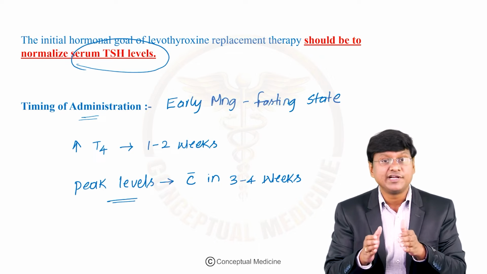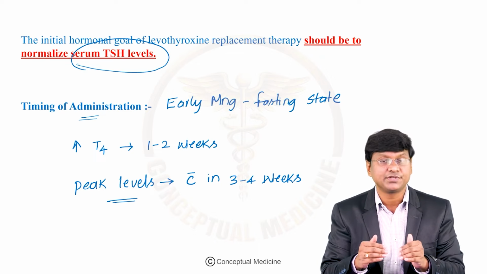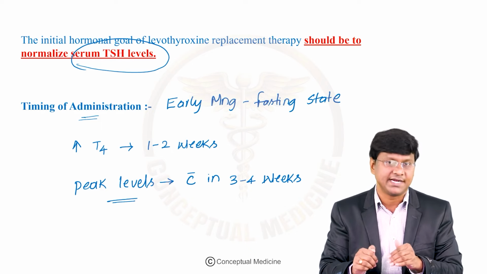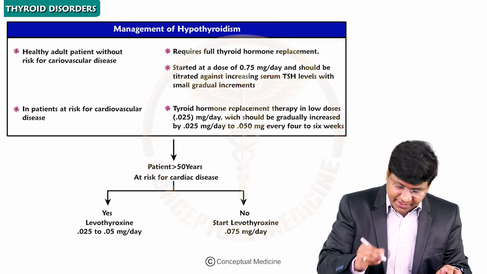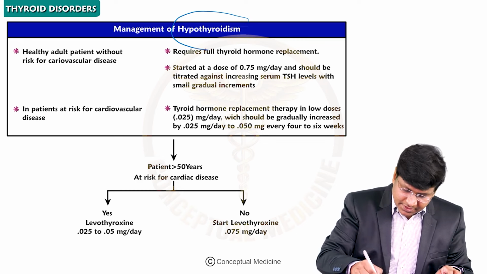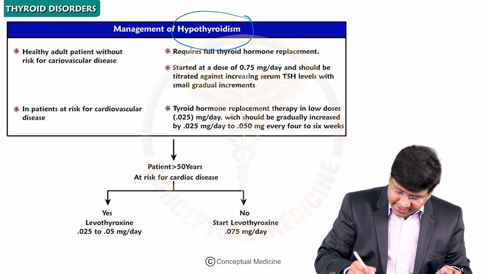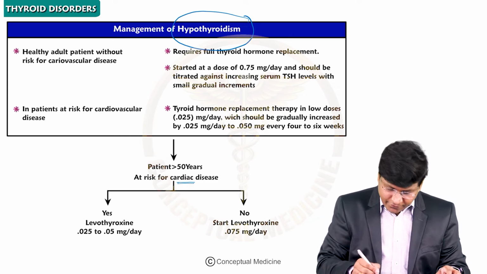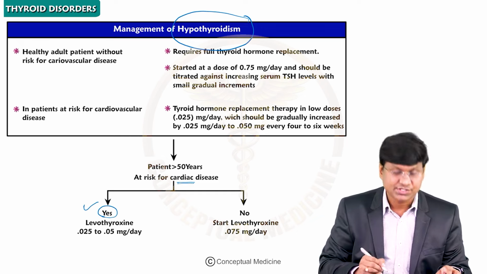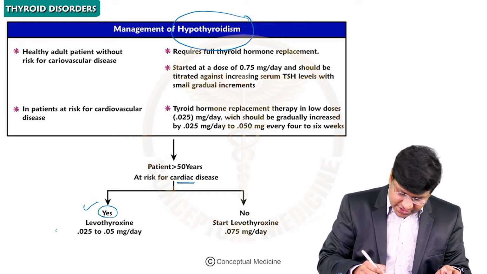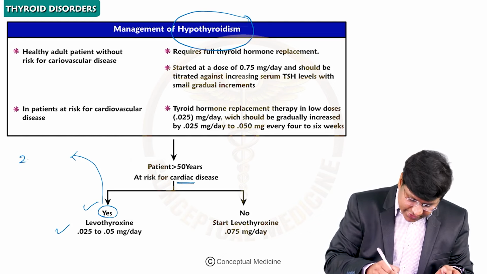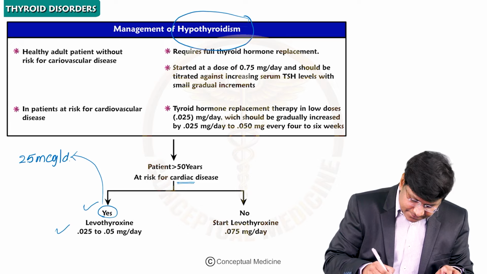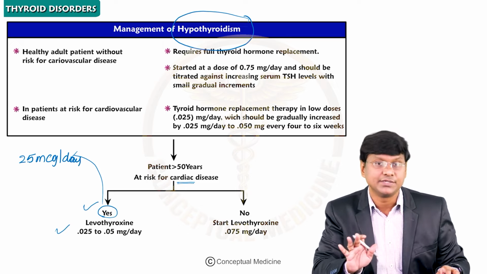Now, how will you administer levothyroxine in a patient with hypothyroidism with an underlying ischemic heart disease? For that, you see this table. First, in a patient with hypothyroidism, you have to know whether cardiac disease is present or not. If cardiac disease is present, then you have to start levothyroxine at a lower dose. In patients with cardiac disease, you have to start levothyroxine at 25 micrograms per day. You should not start with a higher dose.